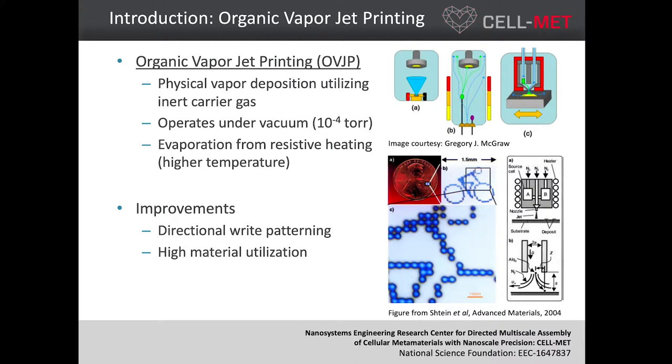And in part C, we can see what the OVJP is. It's essentially a miniaturized version of the OVPD gas system. But now we can redirect this gas and selectively print on different regions. So as we can see, the improvements are that we now have directional patterning capability, and the material doesn't go everywhere, as demonstrated by the coin that we can see here on the bottom right figure. We can see individual dots being patterned. And as such, there is very high material utilization. We don't really waste much material.